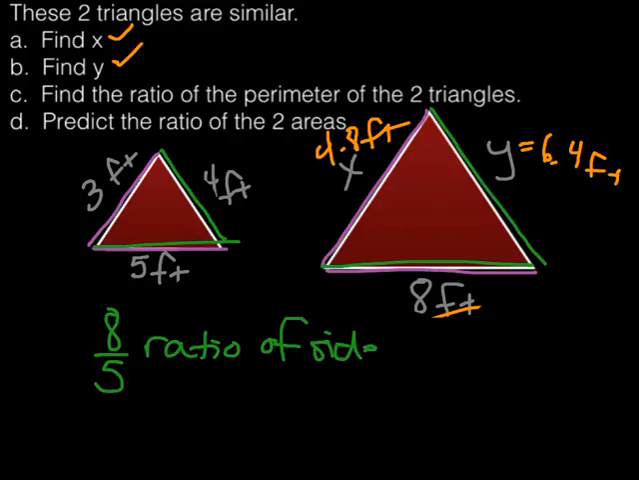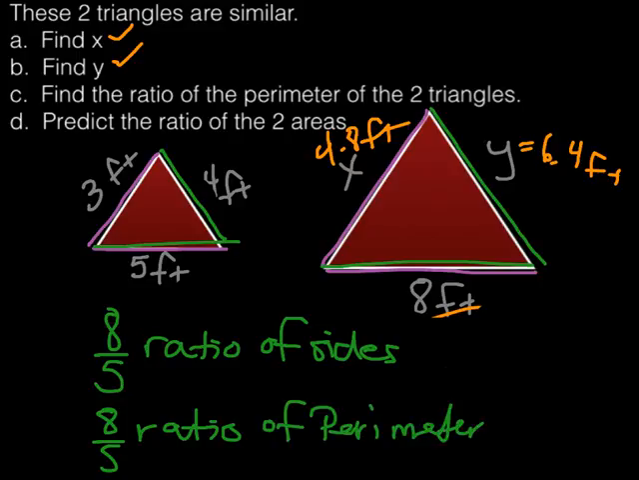And I know that since they're similar, the ratio of the perimeter is the exact same thing. So the ratio of the perimeter is always the same exact thing as the ratio of the sides. Now, so there's letter C. When it comes to letter D, it says predict the ratio of the areas.